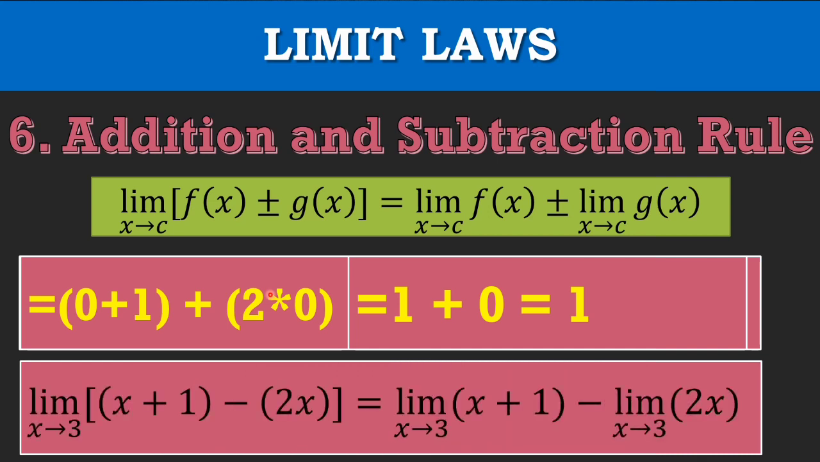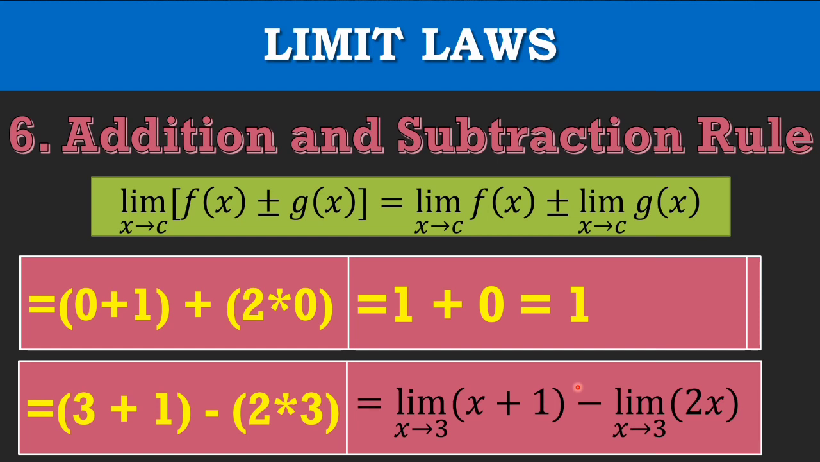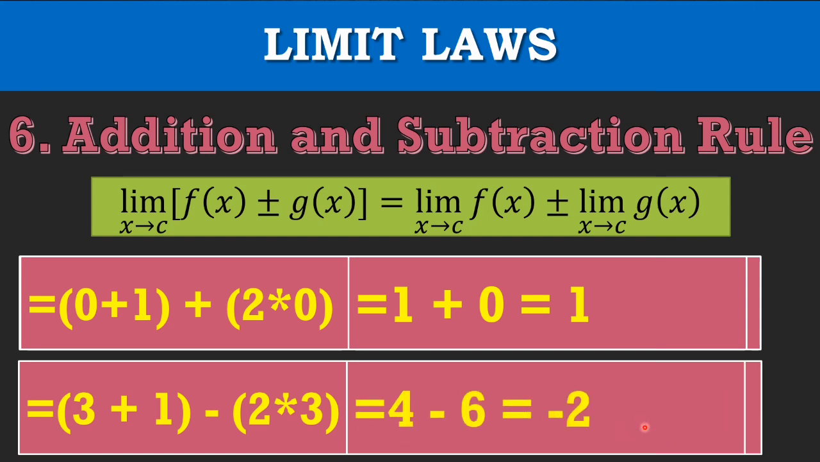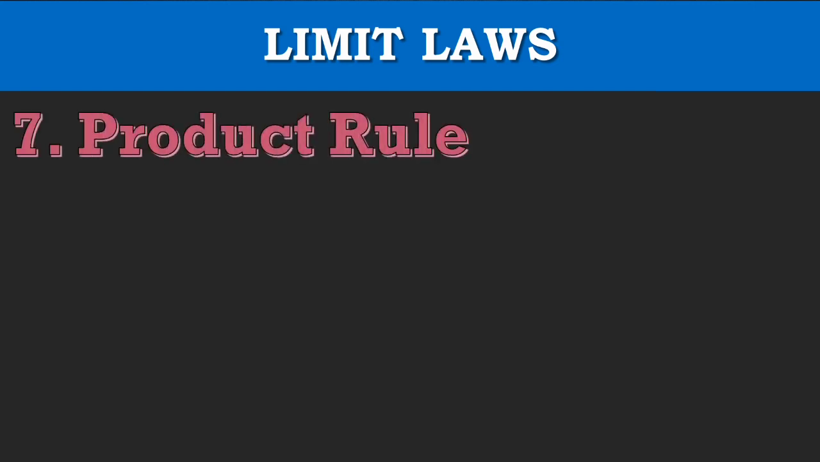Another example, limit of one function minus another function as x approaches 3 is also the same as getting the limit of one function as x approaches 3 minus the limit of another function as x approaches 3. By substitution, we get 3 plus 1 minus 2 times 3. Then evaluate, we get 4 minus 6, and the answer is negative 2, and that is the limit of the function.